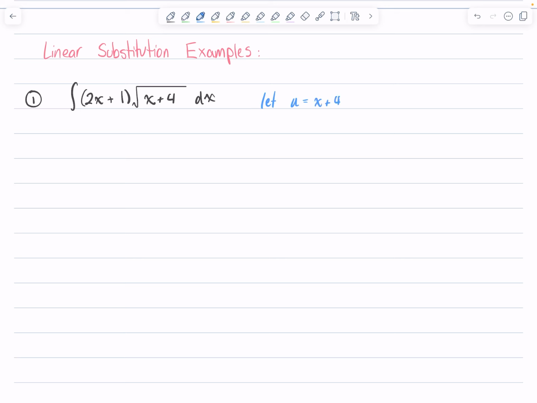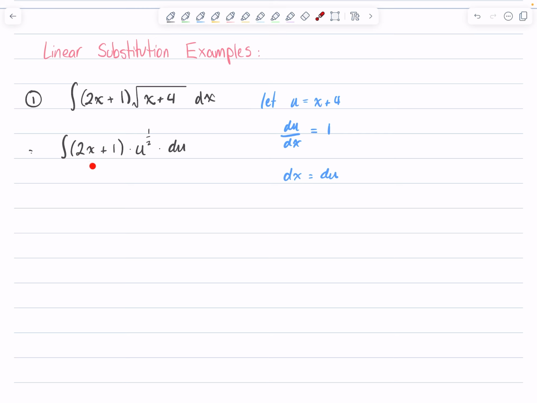And I still follow the same process. So derive u with respect to x. In this case, it's just 1. If that's the case, then that means that dx equals du, which is nice. That's going to be an easy substitution. But you'll notice what happens here when I put in the substitution. I'm going to get 2 lots of x plus 1, all of that multiplied by u to the power of a half, and dx is just du. So I have this, but I don't have anything to cancel this entire function out with.